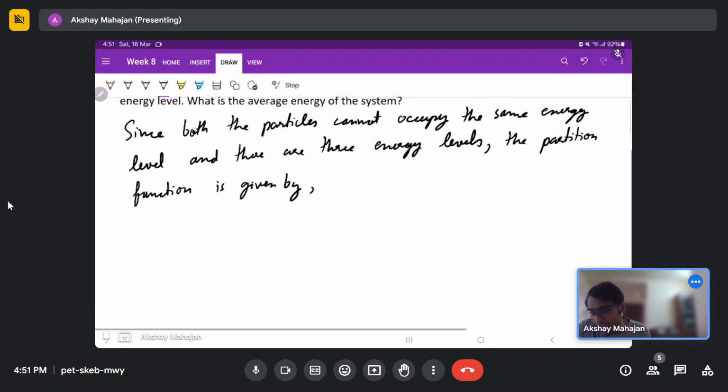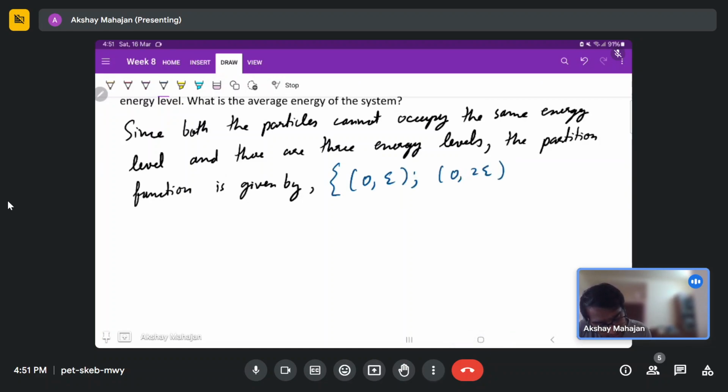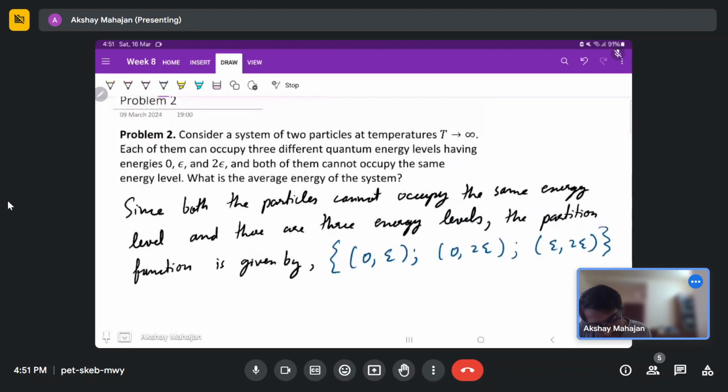So the energy of the particles will be either 0 and epsilon, or, let me make this set with blue color. The set of energies could be: the particles could have 0 and epsilon energy, 0 and 2 epsilon energy, or epsilon and 2 epsilon energies. Each of them can occupy three different quantum energy levels, and both of them cannot occupy the same energy level.